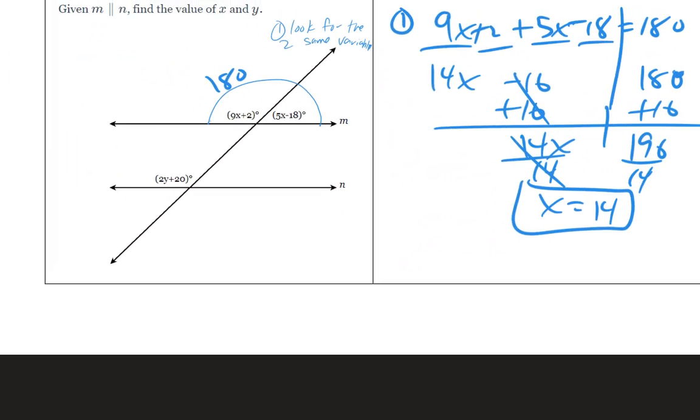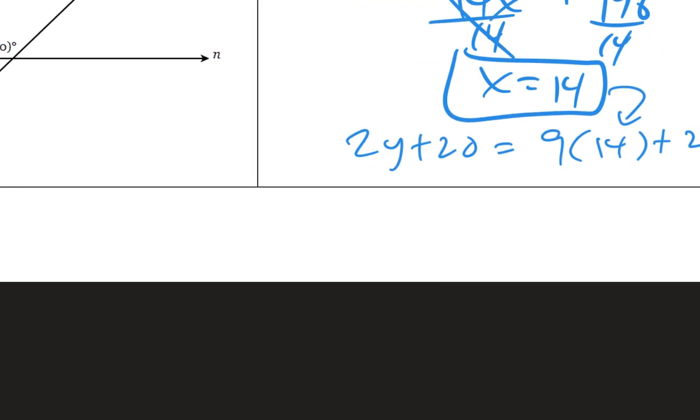Okay, but now we need to figure out y. 2y plus 20 is equal to that, right? So let's set that up. 2y plus 20 equals 9, but instead of the x, what are we going to put? That's right, we're going to put 14 in place of that x. So now we're cooking. Let's work from left to right. We only want to do one thing at a time. So the first thing I want to do is put in our calculator 9 times 14 plus 2. If we type that in the calculator, that would give us 128.